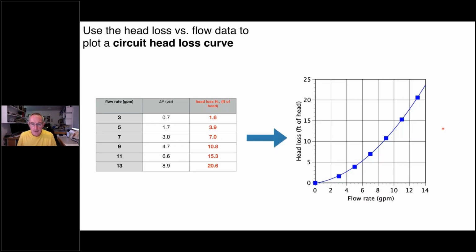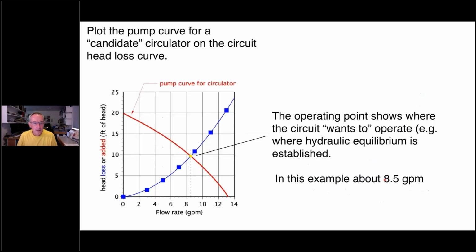Okay. Now, notice the graph says head loss. This is the loss of mechanical energy due to friction as the fluid has flowed through the circuit, as a function of the flow rate. All right. So that's head loss. The next step is to put another curve on the same graph. And that red curve is what's called the pump curve for a circulator. I'll show you an example, but you can go to any website or pick up any piece of literature for circulators, and one of the things you'll find is a pump curve. And the pump curve is the head added by the circulator at a given flow rate.